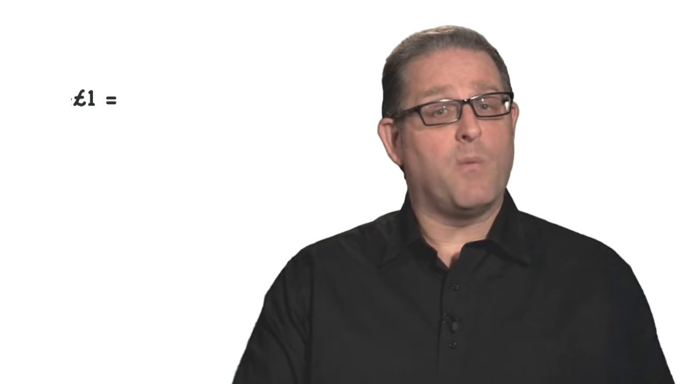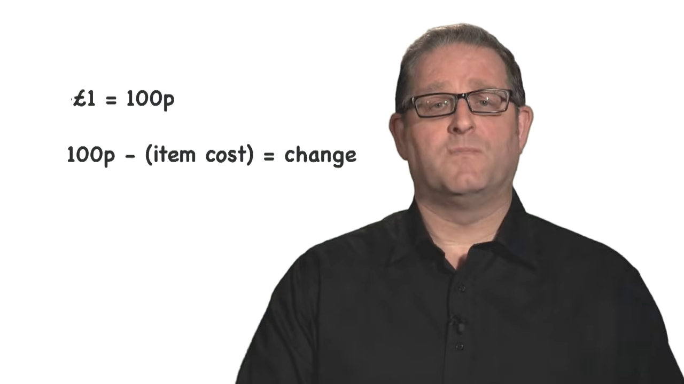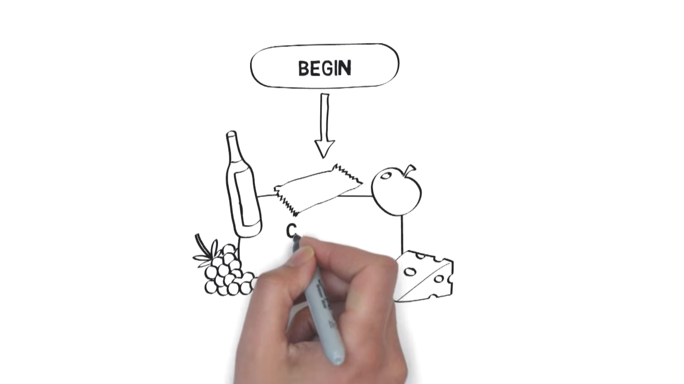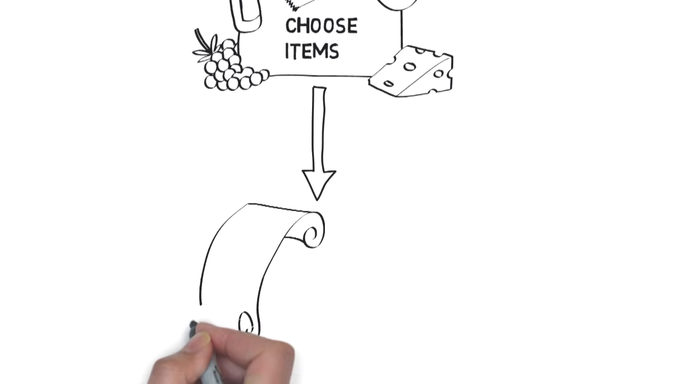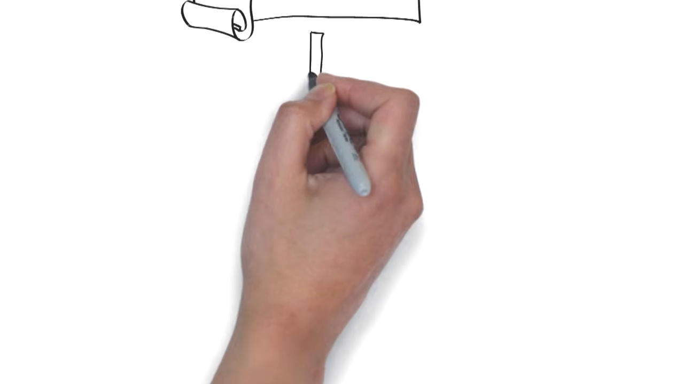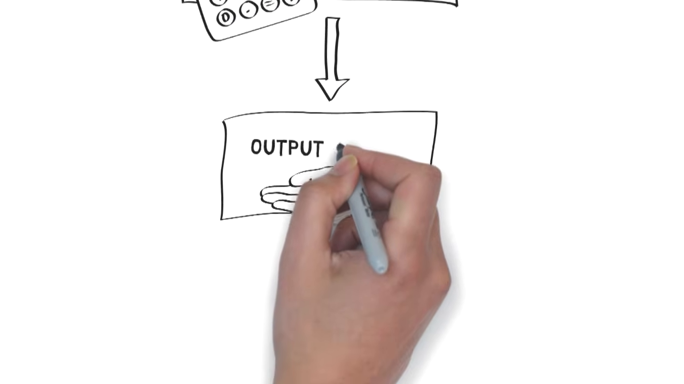So now let's think about the steps. We'll show things that we need to do, such as convert £1 into pence, and then subtract the item price from 100 to calculate the change that we should receive. Let's now make it a little more complicated and buy several different items. We might need more than £1. We need to work out how much the total is, how much we need to pay, and then, if we're due any change, how much it should be.